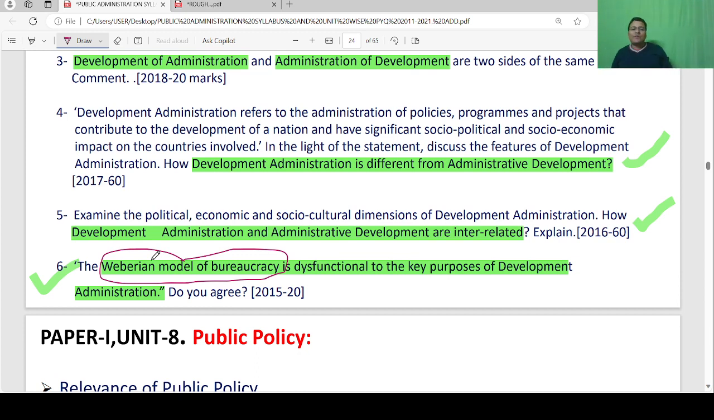Weberian bureaucracy. But the question is not that. The question is: Weberian bureaucracy is dysfunctional to the key purpose of development administration. So what are the key purposes of development administration? And why is bureaucracy dysfunctional, or not contributing to the purpose of development administration? That you need to write.